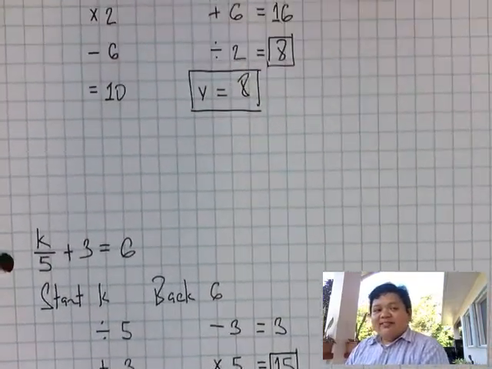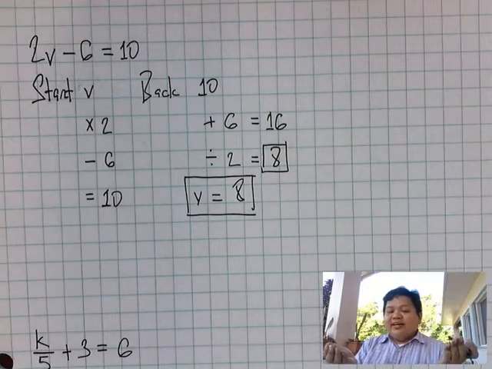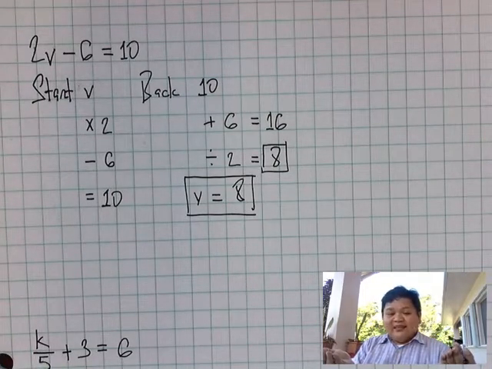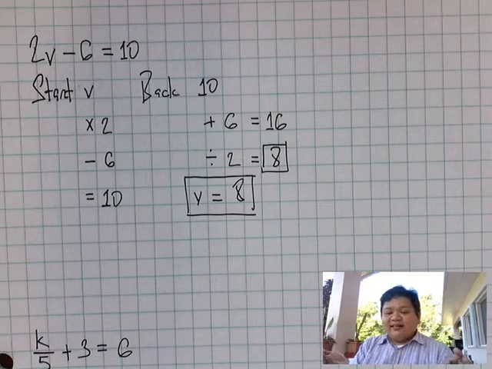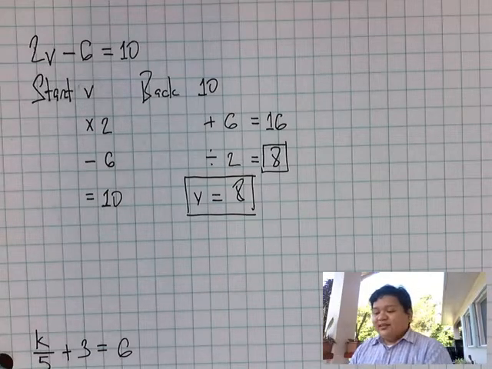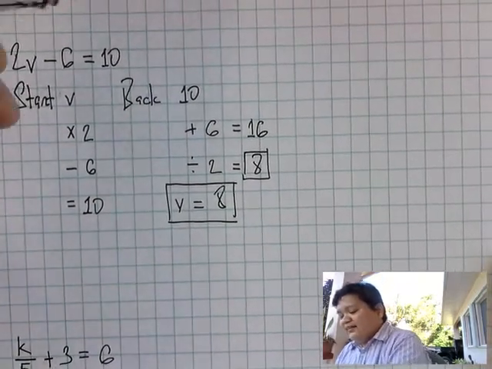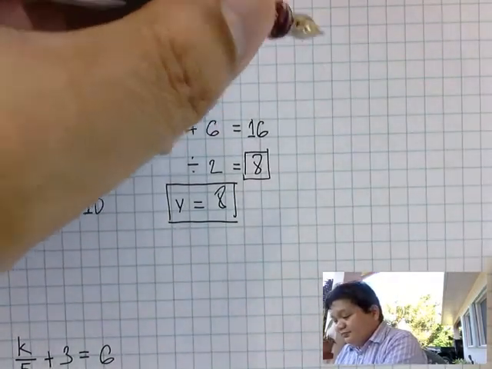Remember that in the balance method, we're treating the equation as a balance beam, or like a weighing scale. And whatever we do on one side must also be done on the other. So if you're going to subtract 6 on one side, then you need to subtract 6 on the other side as well. Let's do that for this problem. 2v minus 6 is equal to 10.